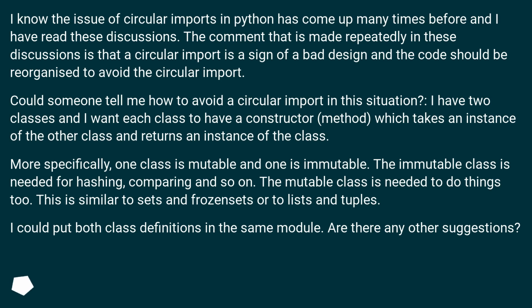I have two classes and I want each class to have a constructor method which takes an instance of the other class and returns an instance of the class. More specifically, one class is mutable and one is immutable. The immutable class is needed for hashing, comparing, and so on. The mutable class is needed to do things too. This is similar to sets and frozen sets, or to lists and tuples. I could put both class definitions in the same module. Are there any other suggestions?